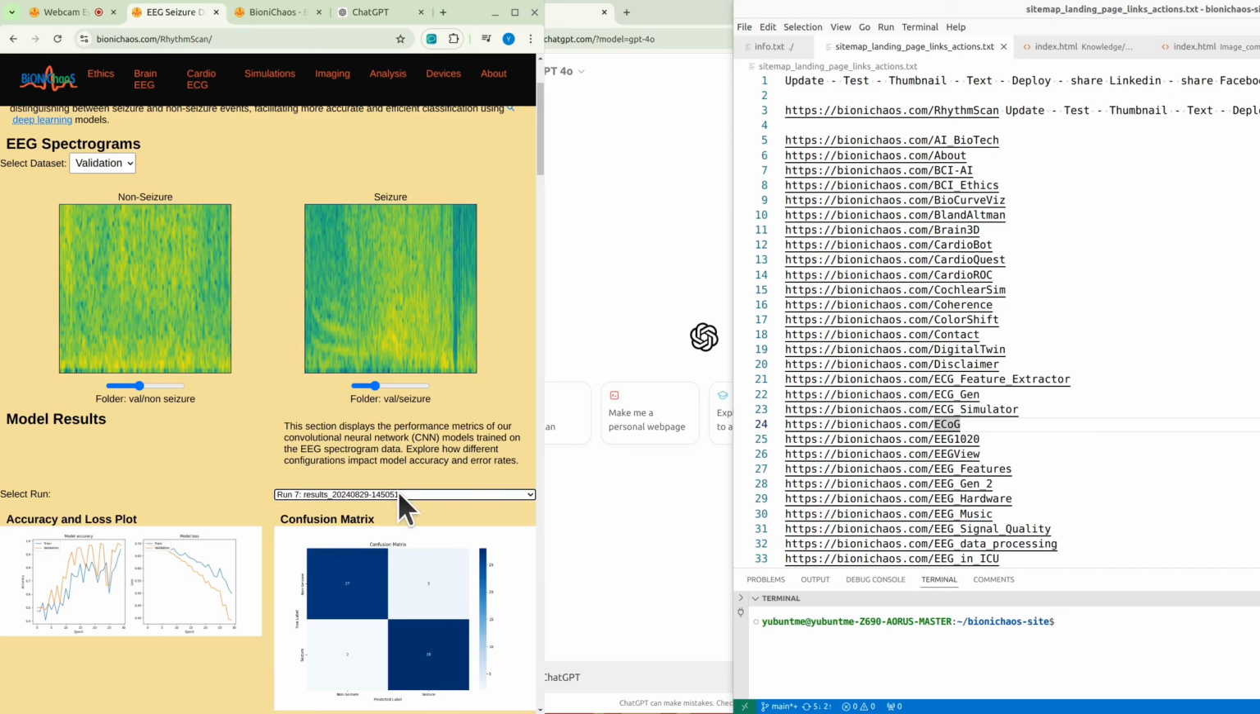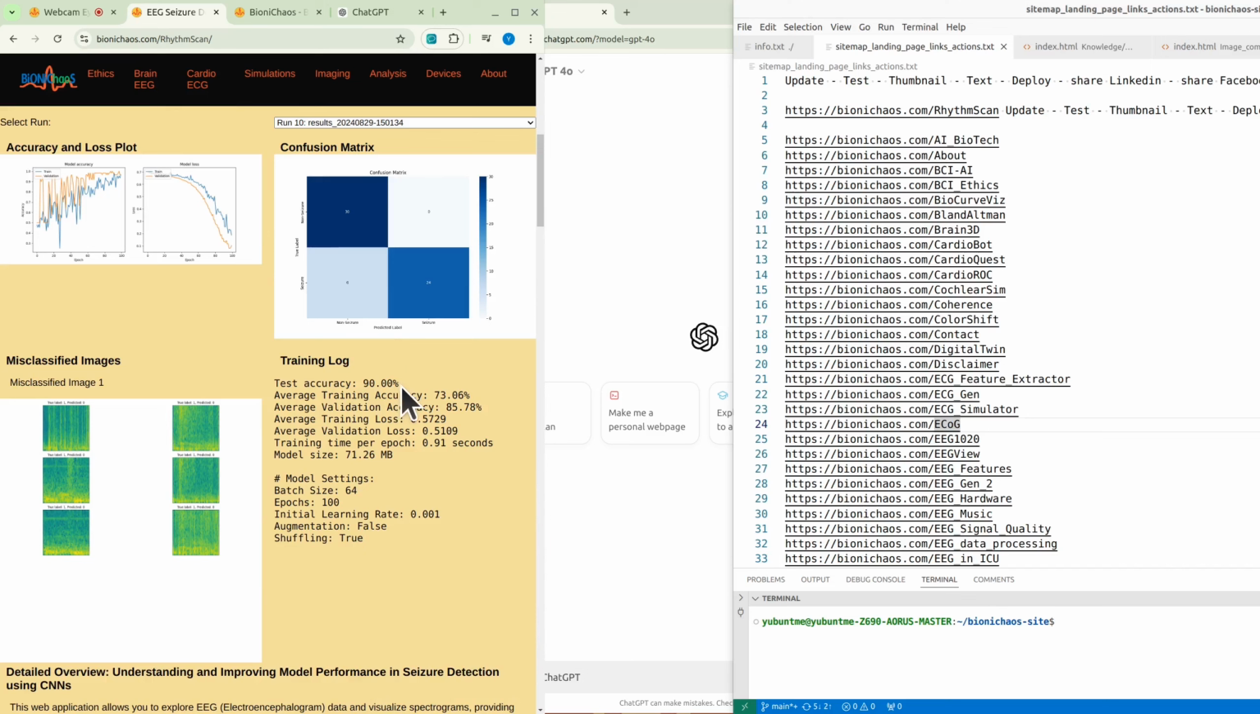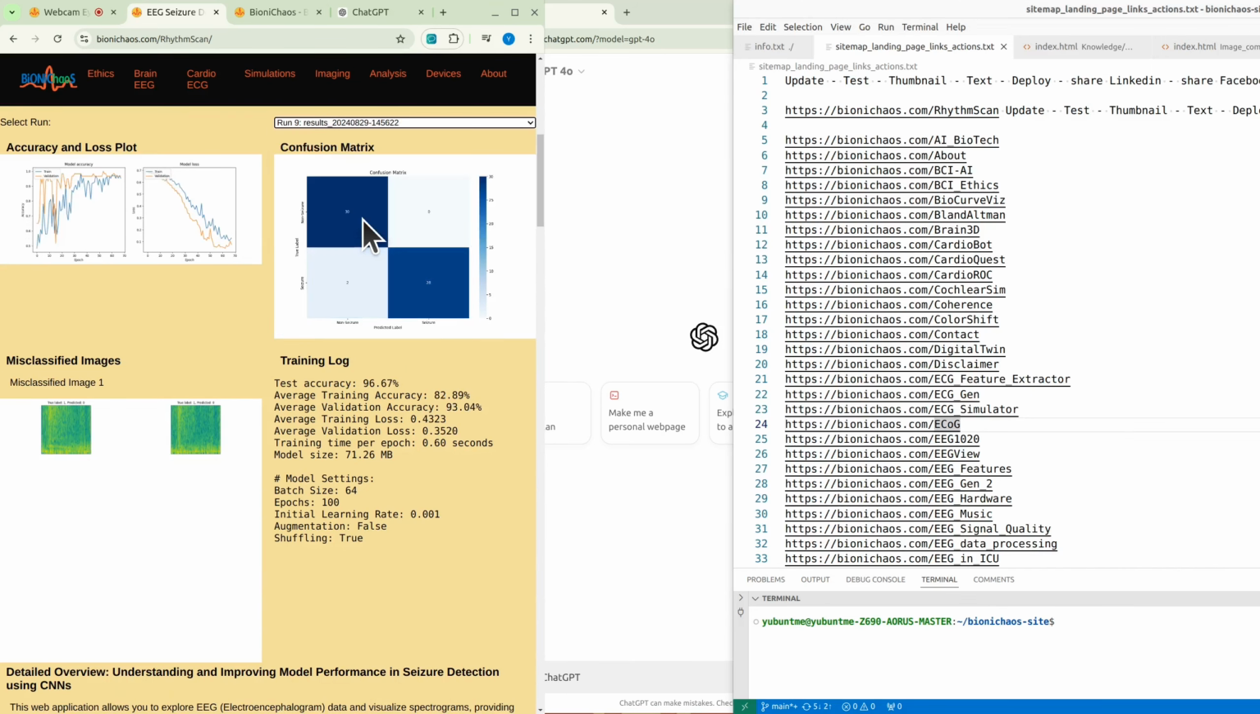And then we have a training. The last time we trained, we got a test accuracy of 90%. But the one before last, we got 96.6%. We only had 2 false negatives. So when the algorithm actually indicated no seizure, whereas the actual data, what's called the baseline, the true, it's called, forget the name, something truth, ground truth. Yeah, ground truth was seizure.